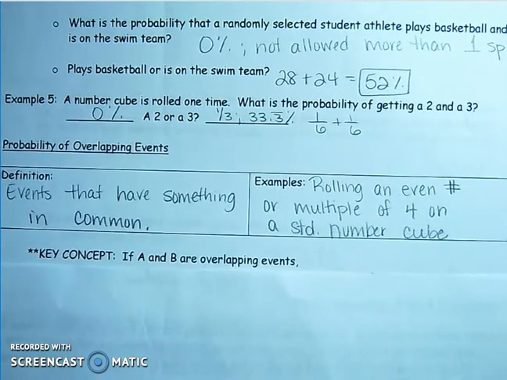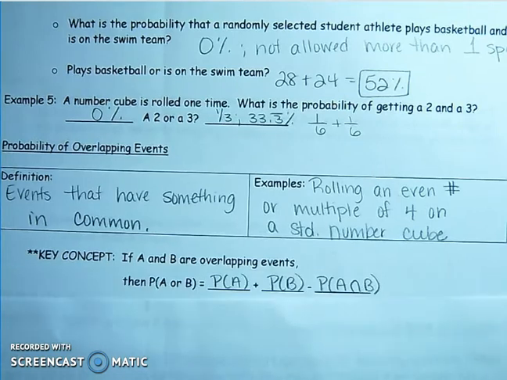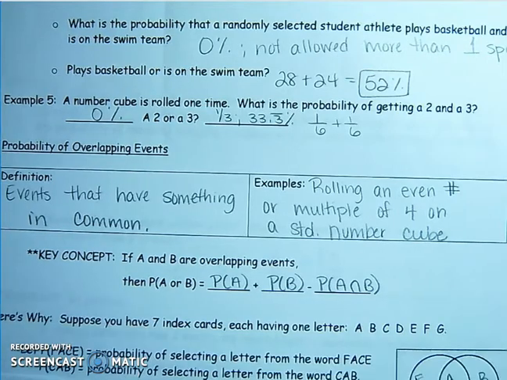So if A and B are overlapping events, we are still going to add their probabilities, but we're going to subtract that overlap, that intersection. So here's why. Let's look at this example.